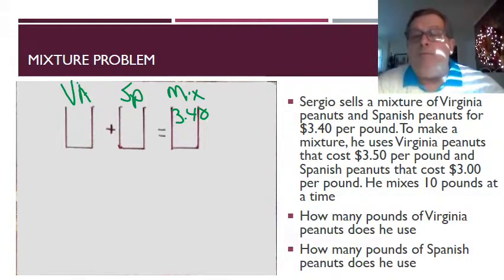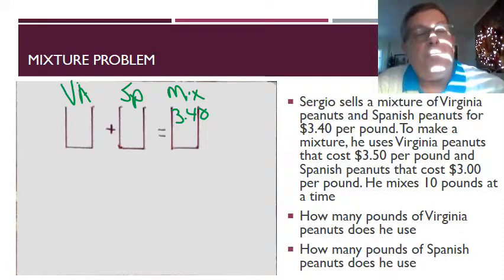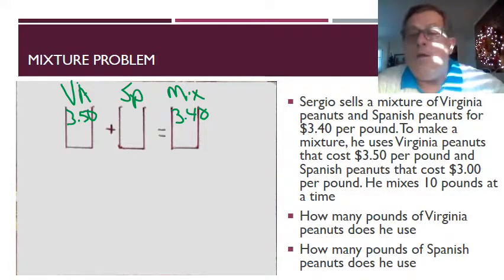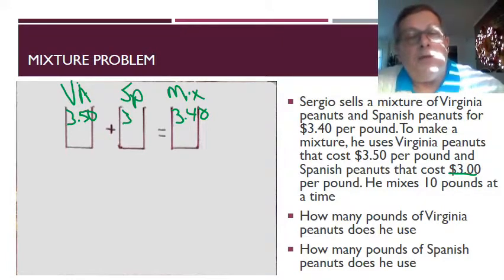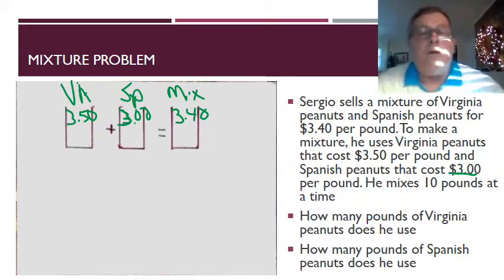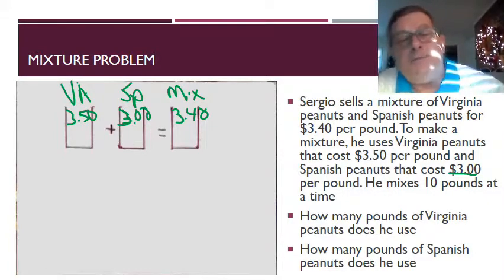All right, so to make the mixture, he uses Virginia peanuts that cost $3.50 a pound. So I can put $3.50 in the Virginia bucket. And he uses Spanish peanuts that cost $3 a pound. So I can put $3 a pound on the Spanish peanuts, and maybe that's a little better. It goes on to say he mixes 10 pounds at a time. So what that means is this mixture is going to contain 10 pounds.